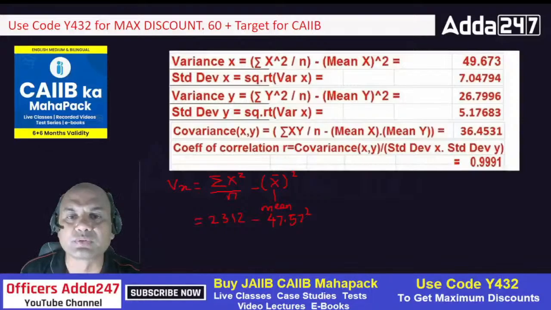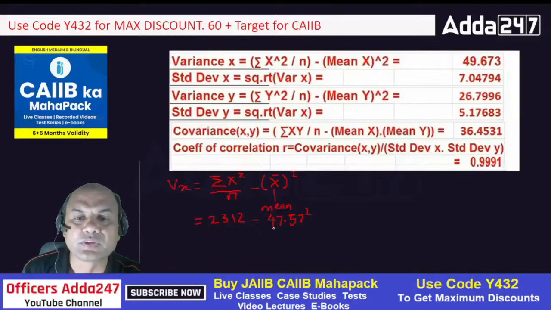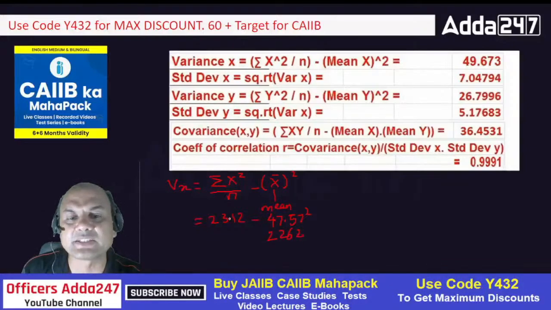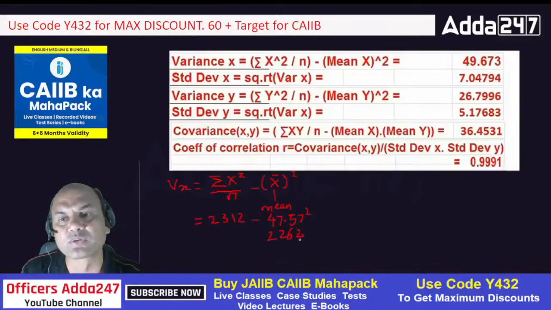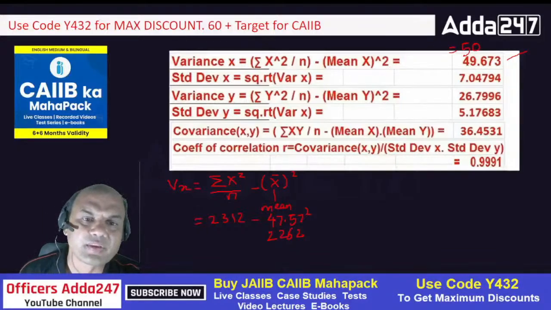Once you find out the variance, immediately find the standard deviation. We call it psi. So psi x equals to what? Remember this by heart: square root of variance equals psi x, standard deviation. So this I know now, 49.67. The square root of 49.67 is 7.04. So what have I found out up till now? Variance of x and standard deviation of x.